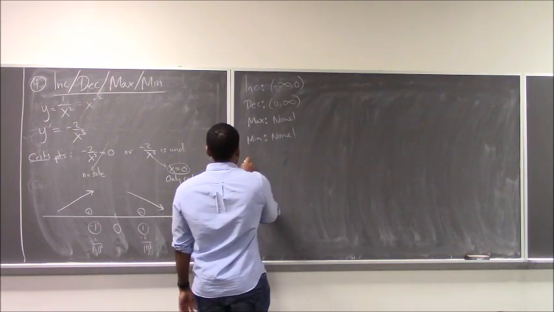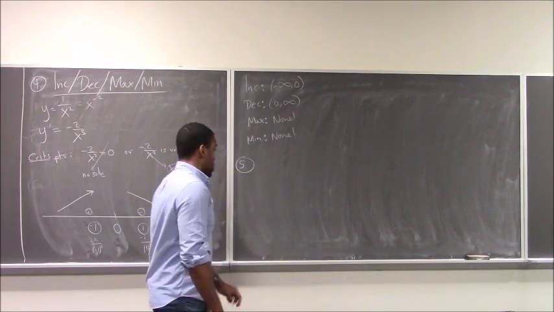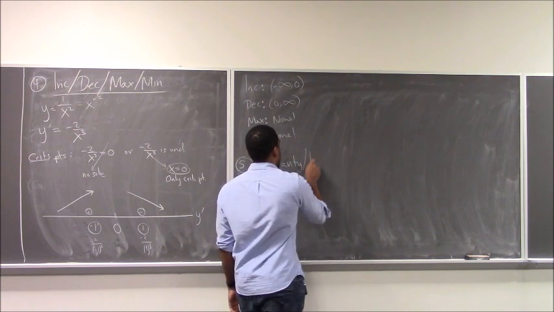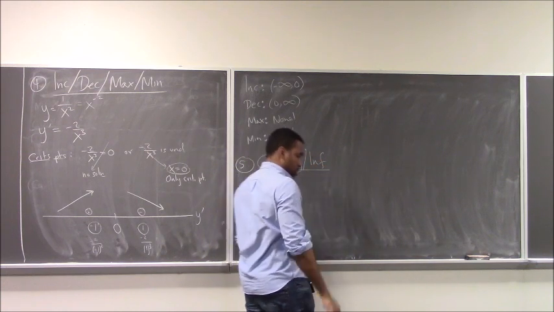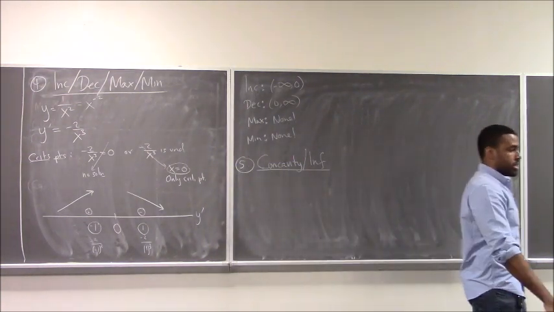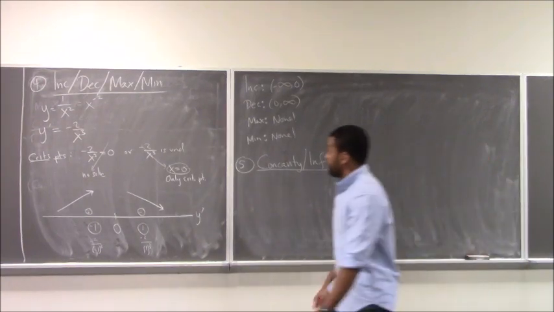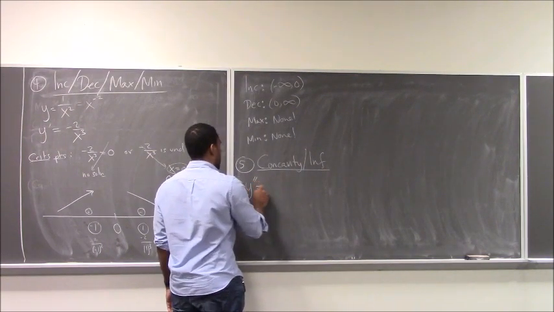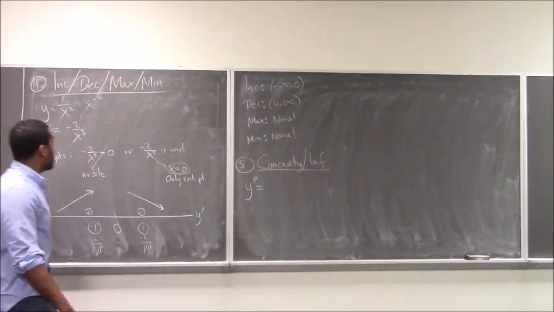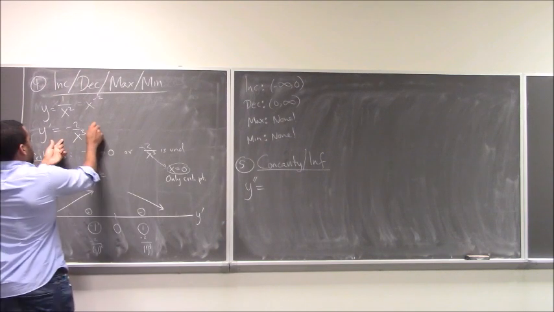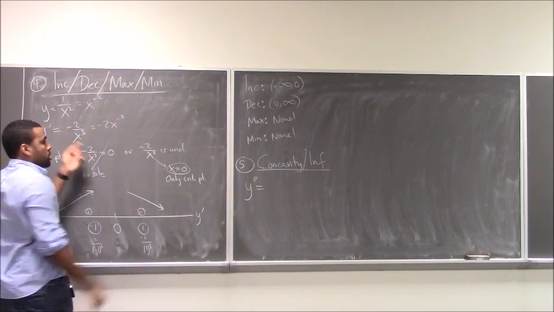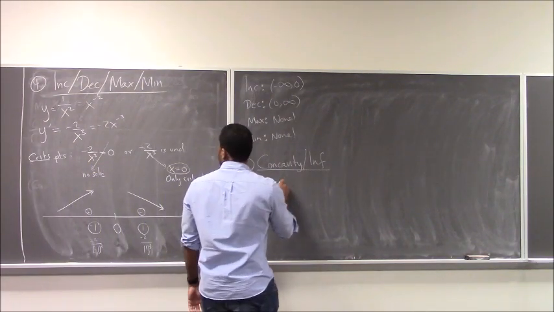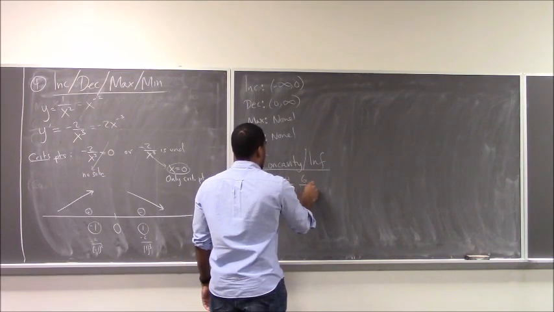This brings us to step 5, where we're going to talk about concavity and inflection points. We can talk about both at the same time because the second derivative helps us with both of these. So we're going to find the second derivative, which is going to be this. I'm going to use the power rule on that. You're going to get 6x to the -4, which is 6 over x to the 4.